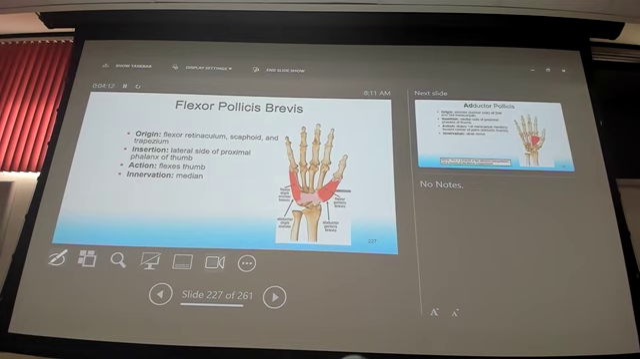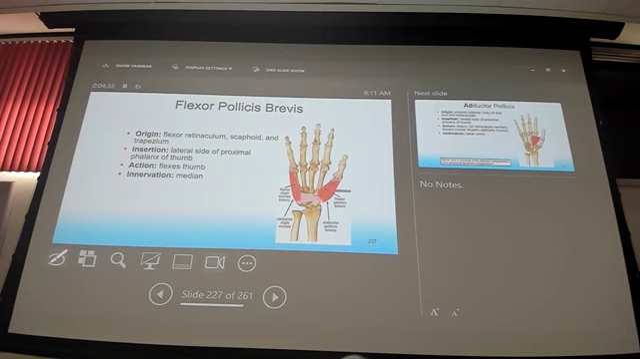And then flexor pollicis brevis, same origin, and then it's going to insert on the lateral side of the proximal phalanx of the thumb also, and sometimes some split towards the middle, towards the medial side. Whole job is to flex the thumb, which it says in its name. Innervation median nerve. So those are the three muscles.